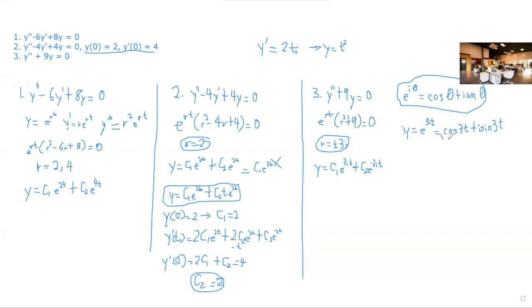And there's a principle that says the solution to the ODE can have both the real aspect and the imaginary aspect. And this implies that y of t equals C1 cos 3t plus C2 sine 3t.